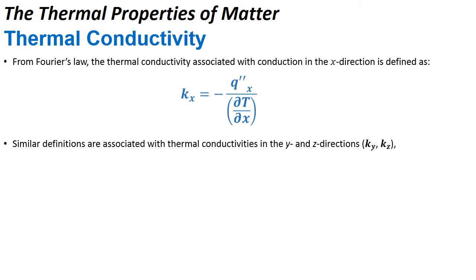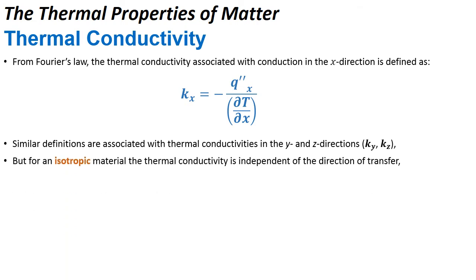For isotropic material, I think you have learned about isotropic material in materials: it is a material whose properties are independent of direction, or whose property remains the same in each and every direction. For isotropic material, kx will be equal to ky, will be equal to kz, and it will be equal to k. In isotropic material, kx equals ky equals kz, and that can be generally termed as k.